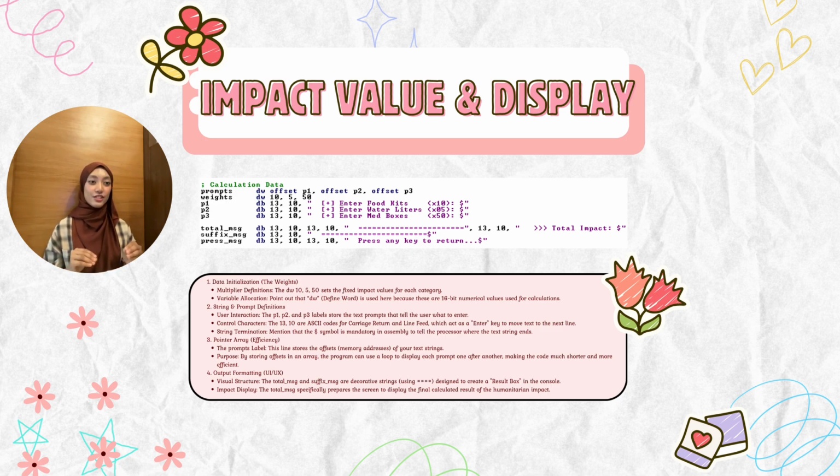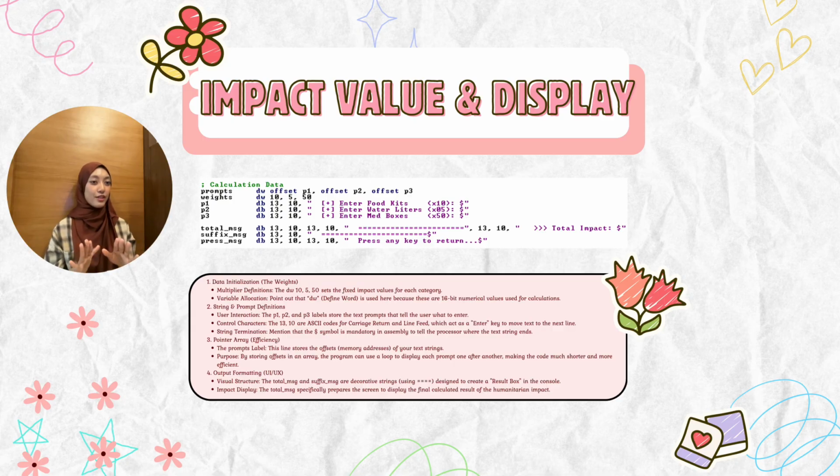User interaction and string definition: user prompts are defined through labels P1, P2, and P3, which store the text strings seen on screen. Each string incorporates ASCII codes 13 and 10 for carriage return and line feed to move text to the next line. Additionally, every string ends with a dollar symbol, a mandatory terminator that tells the processor where the text ends.